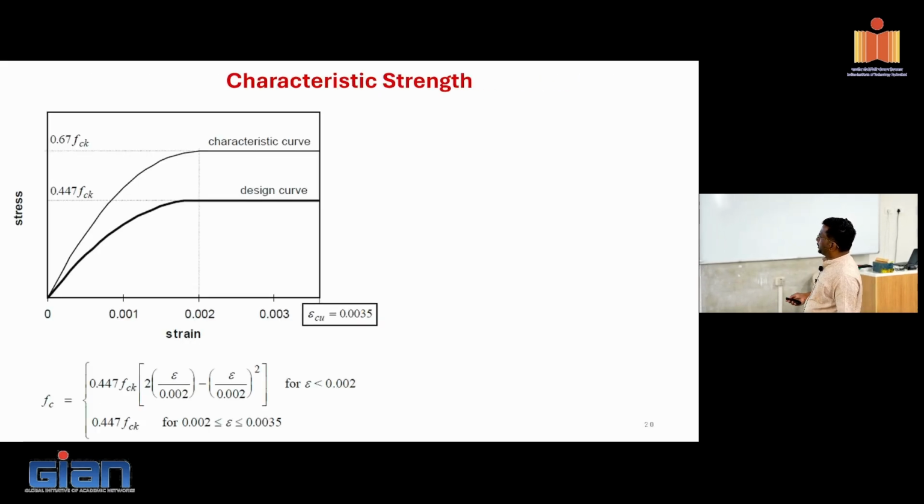Okay, so this is from the design aspects. You know that IS 456 gives you this characteristic curve and this design curve. Now how do we get this 0.67?